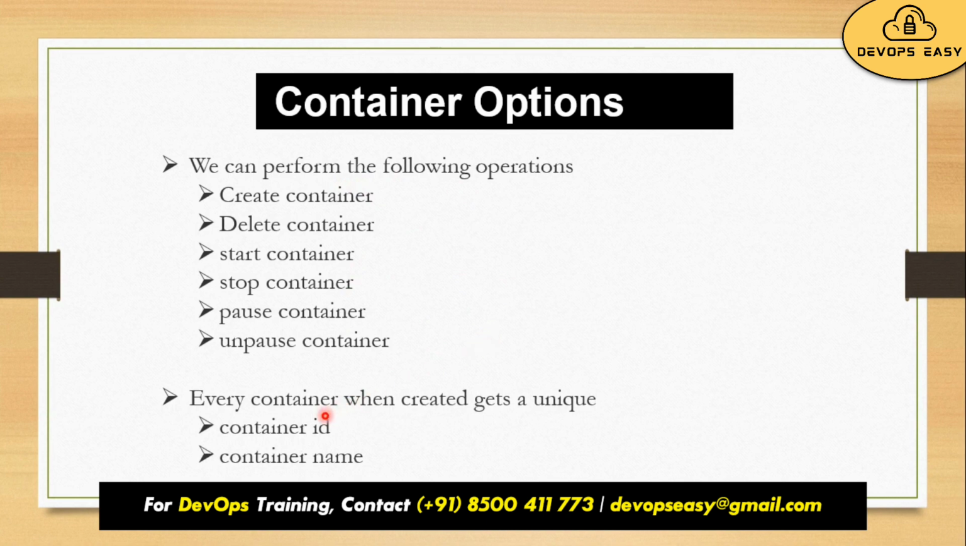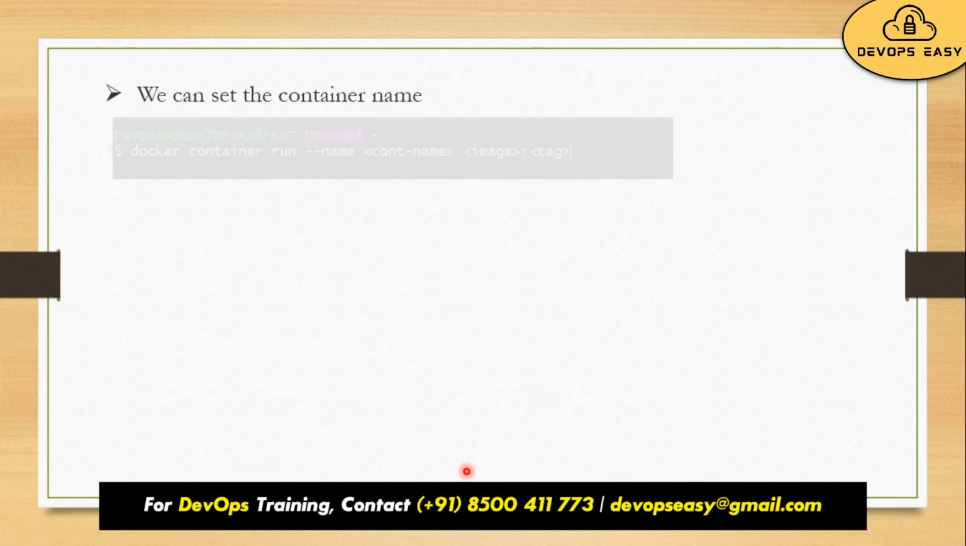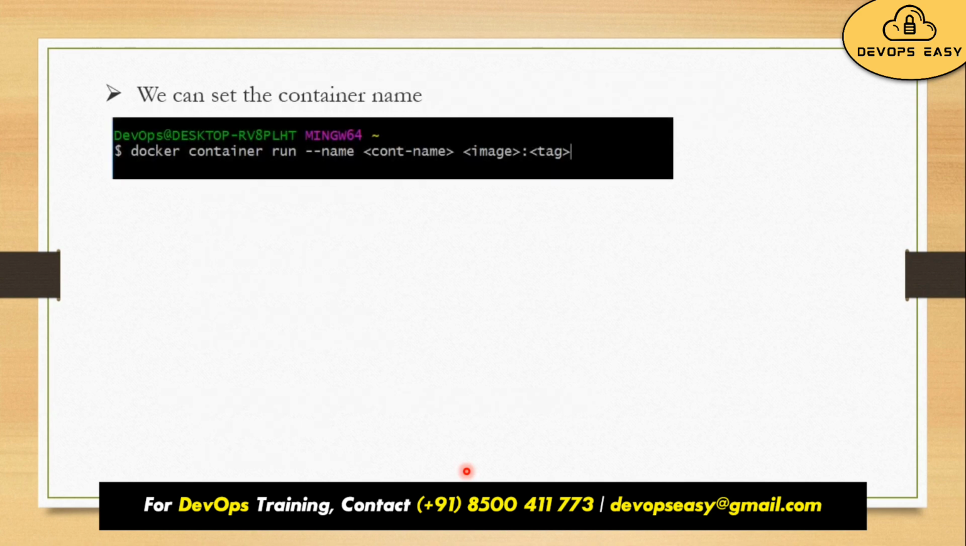Every container, when created, gets a container ID and a container name as well. Just as you get an image ID and image name, for a container you also get a container ID and container name, and we can use the container name as well. Whenever you are running any container, if you want to set a new name, you can do that: docker container run --name, your container name, and then you give the image and the tag.